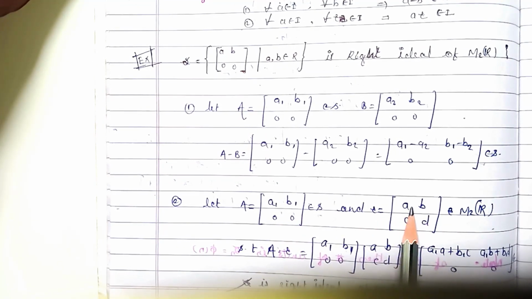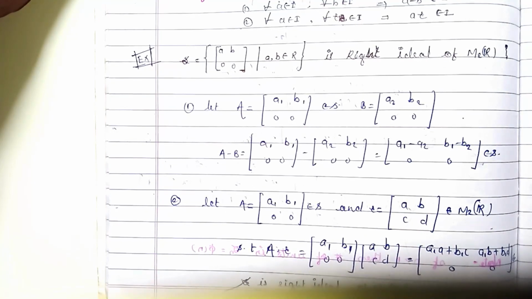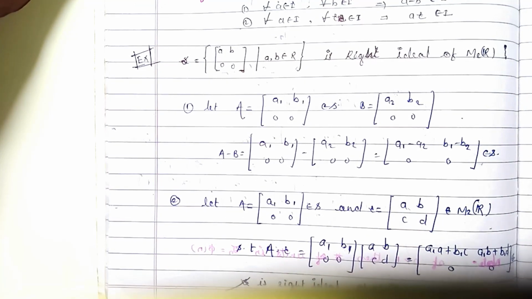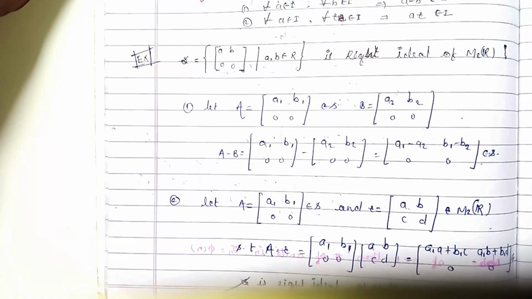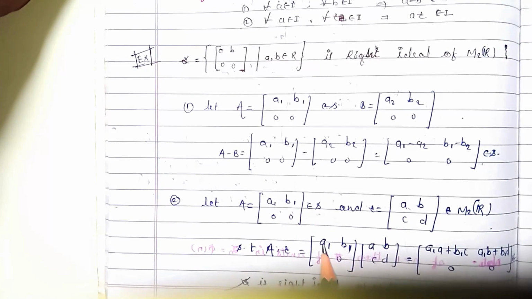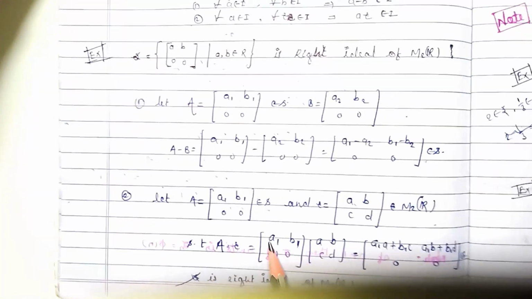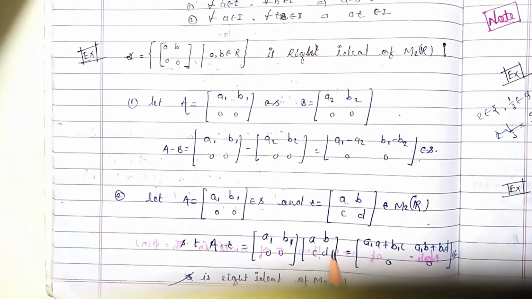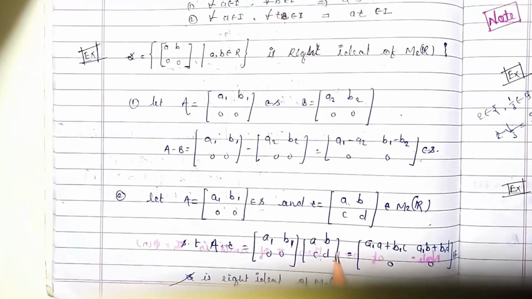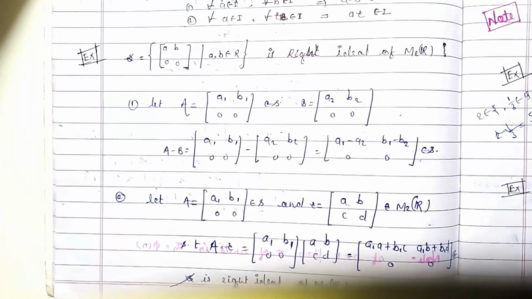You may take any element, so I consider here [[A, B], [C, D]] from M2R. So prove that A into R, which is also an element of the ideal S. A into R is [[a1, b1], [0, 0]] times [[A, B], [C, D]]. Multiply these two elements: this row into this column gives this element, this row into this column gives this element, this one into this, again this.